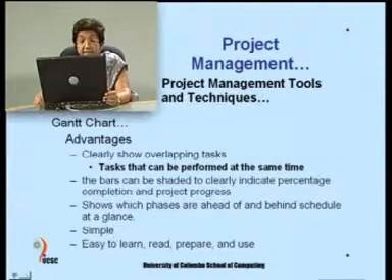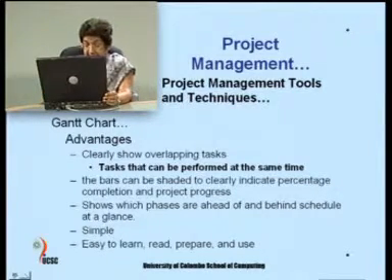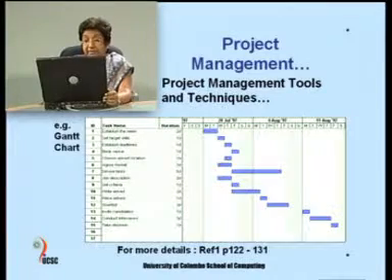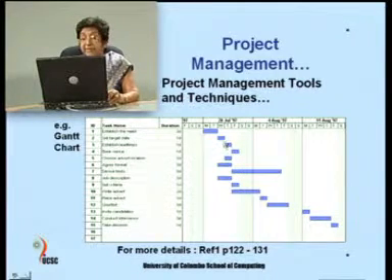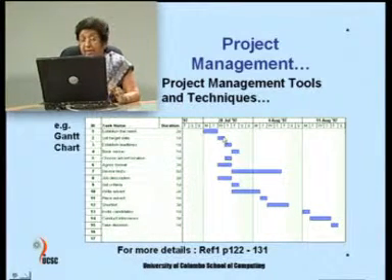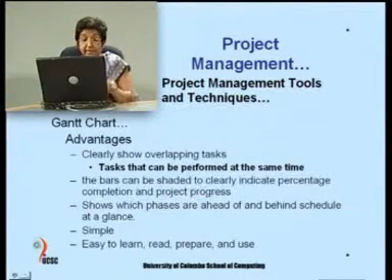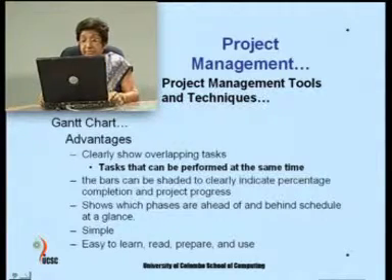The bars can be shaded to clearly indicate percentage completion and project progress. Here of course, all the bars are colored now, but you can keep them as empty boxes and then as you do the work you can fill them in, so that you can show whether the task is accomplished or not, or how much of it has to be accomplished. It also shows which phases are ahead of and behind schedule at a glance.